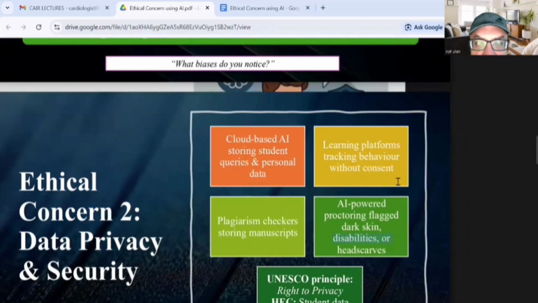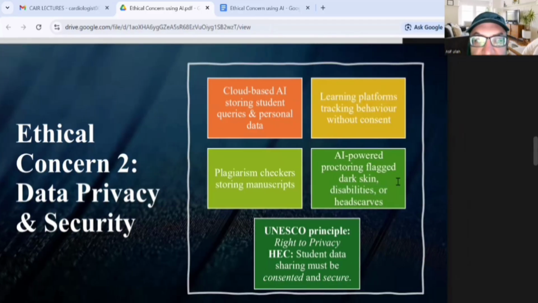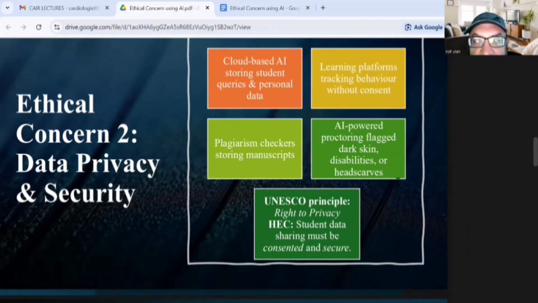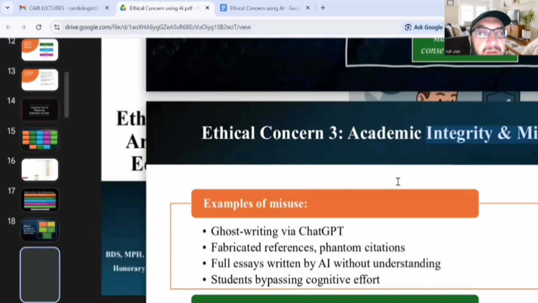There are different ethical concerns regarding data privacy and security. Cloud-based AI storing student queries and personal data. Learning platforms tracking behavior without consent. Plagiarism checkers storing manuscripts. AI-powered proctoring flagging dark skin, disability, or headscarves. The UNESCO principle is the right to privacy. And HEC says that student data sharing must be consented and secure.